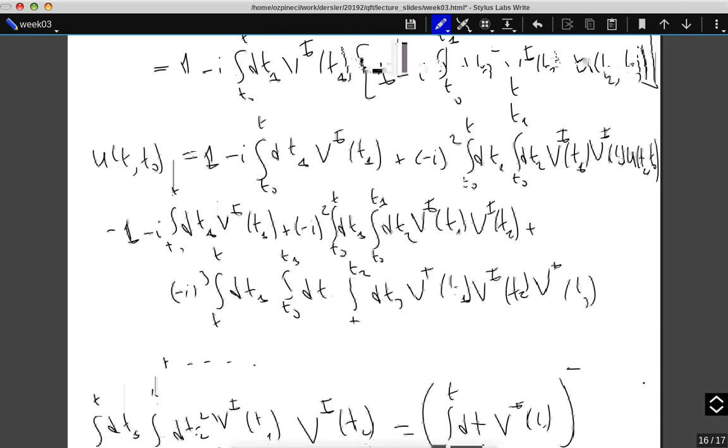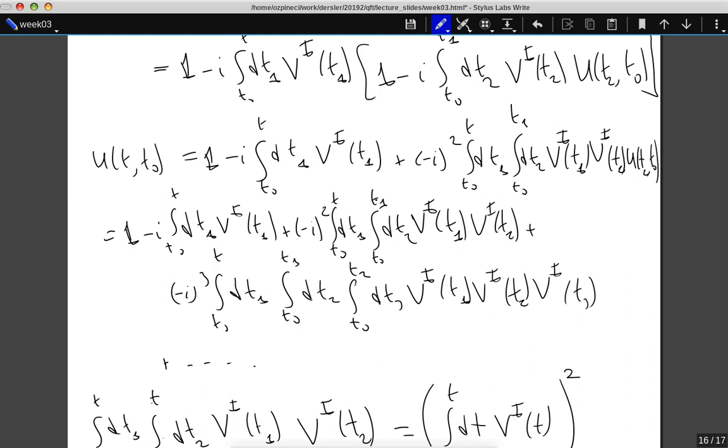Now let's go back to our initial expansion. You'll see here there are no operators at different times. Here we have products of two operators, t2 and t1. But remember, t2 is always less than t1. So this product is actually a time-ordered product. Here, t3 is always less than t2, but t2 is always less than t1. So t3 is less than t2, which is less than t1. So this product of three potential operators is already also in time ordering.